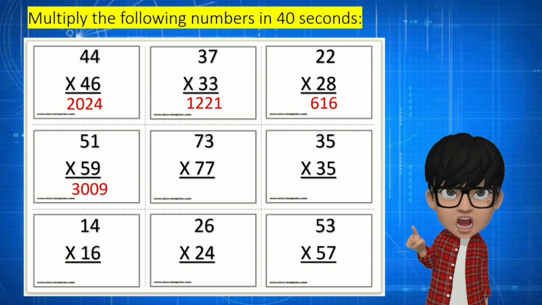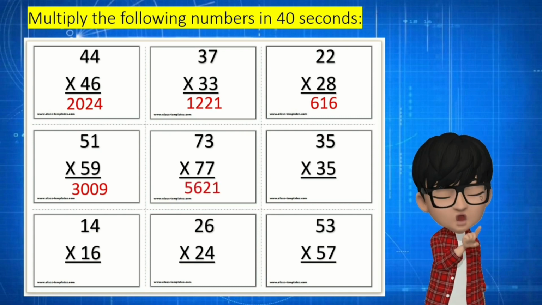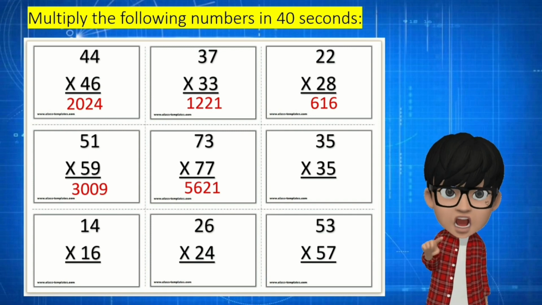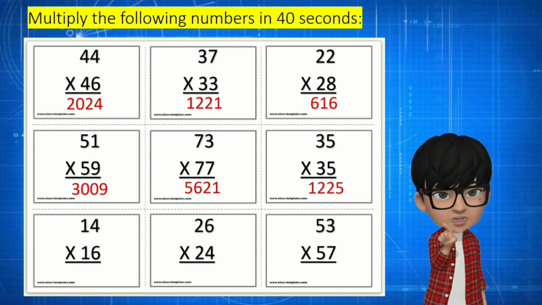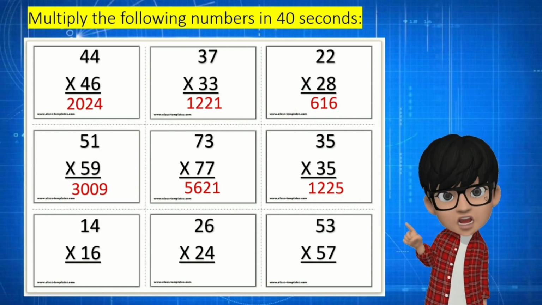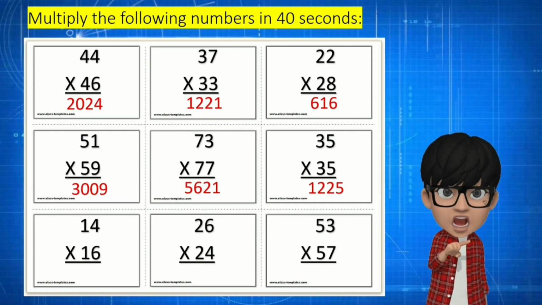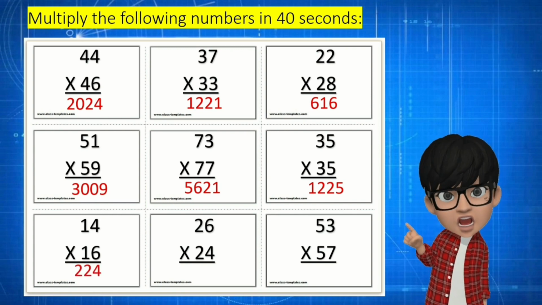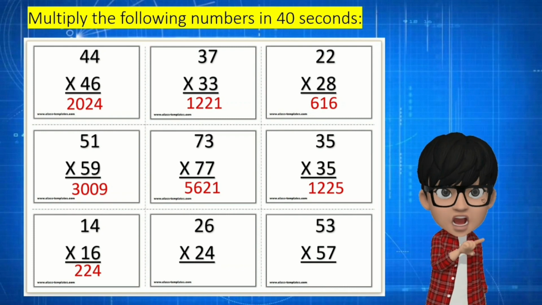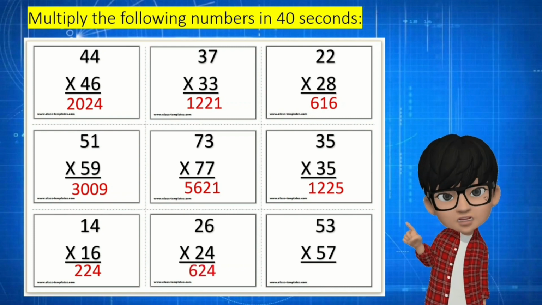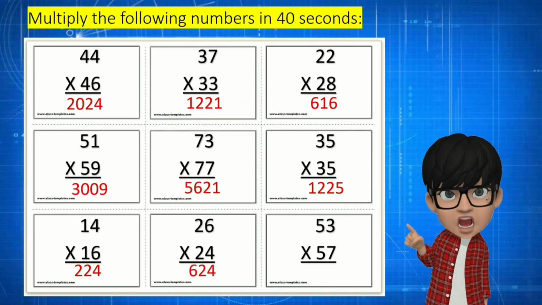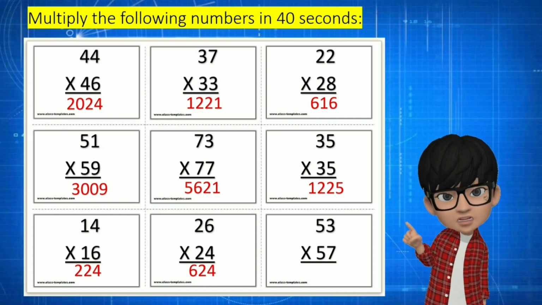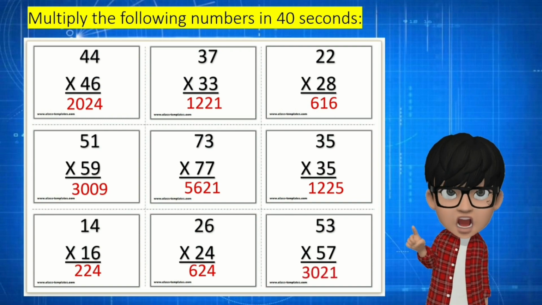Next, we have 73 times 77, that is 5,621. Then we have 35 times 35, the product is 1,225. For question number 7, we have 14 times 16, that is 224. For number 8, we have 26 times 24, that is 624. And for question number 9, 53 times 57, the answer is 3,021.